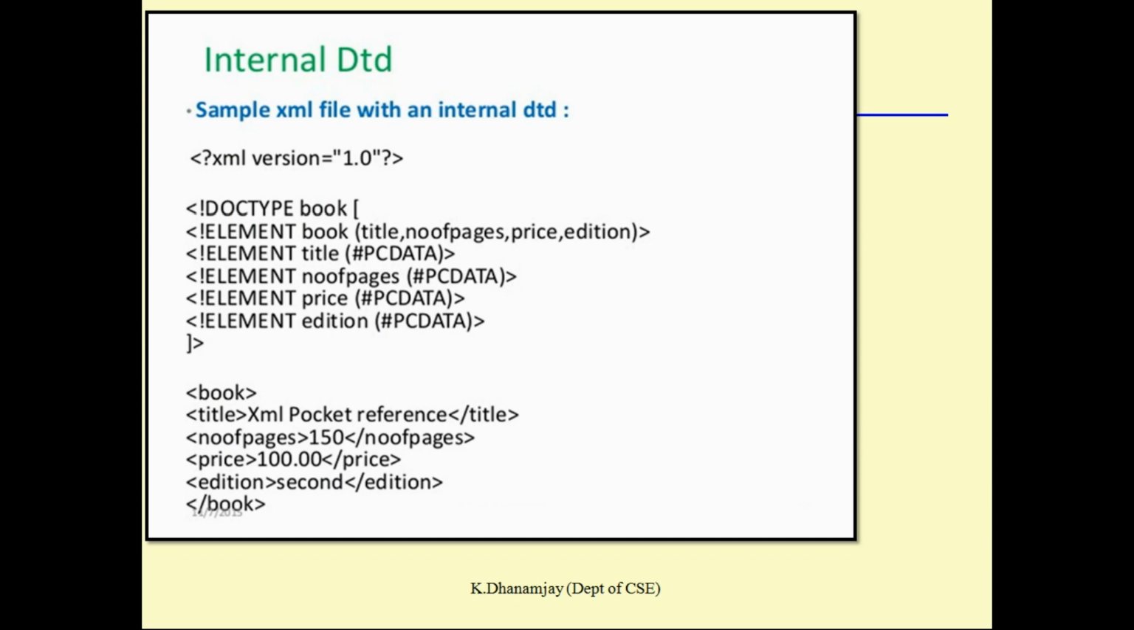Remember guys, internal DTD will be inside the XML program. In the XML program itself you have to write this DTD code, which means internal DTD. Okay, so if you want to use an external one, then you have to separate the DTD code. You have to keep this DTD code in a separate window, save it with .dtd, and this XML file will be saved as .xml, and you have to link that DTD with this XML file.